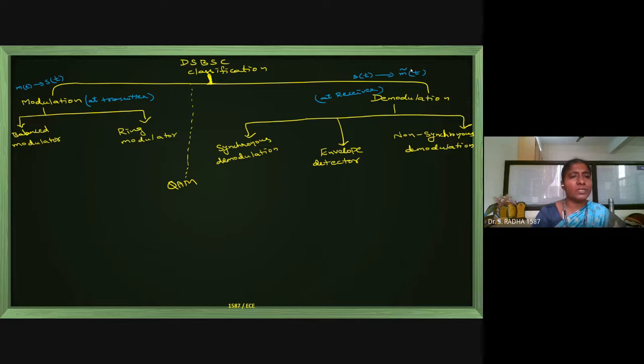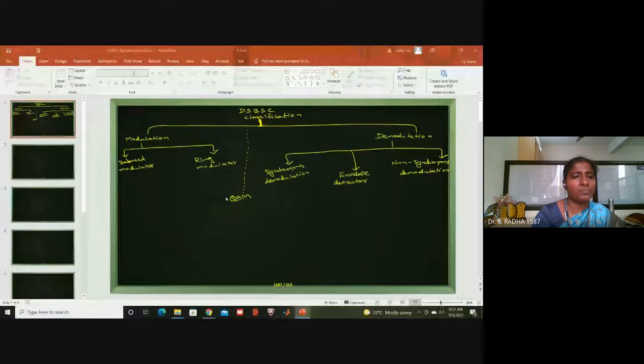Now, for modulation in DSBSC, we have two methods: balanced modulator and ring modulator. For demodulation, we have these methods: synchronous, non-synchronous, and envelope detector. And QAM is a method used in color TV. QAM stands for quadrature amplitude modulation. Now I will go with the balanced modulator, with the block diagram and discussion.